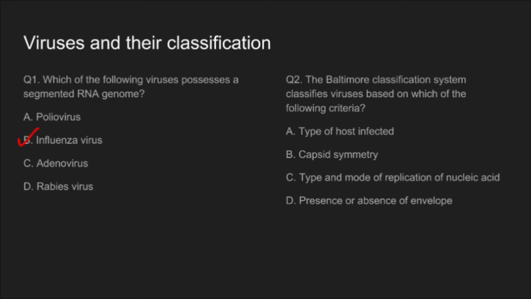Now next is question number 2. The Baltimore classification system classifies viruses based on which of the following criteria? Your options are A. type of host infected, B. capsid symmetry, C. type and mode of replication of nucleic acid, D. presence or absence of envelope. The correct answer is option C, type and mode of replication of nucleic acid. The Baltimore system divides viruses into 7 classes based on their genome type, that is DNA or RNA, single or double stranded, and how they produce mRNA during replication.